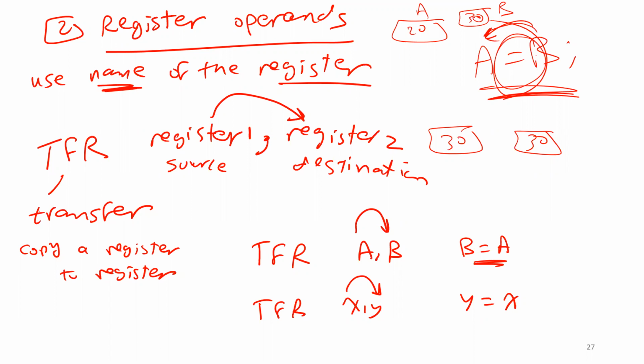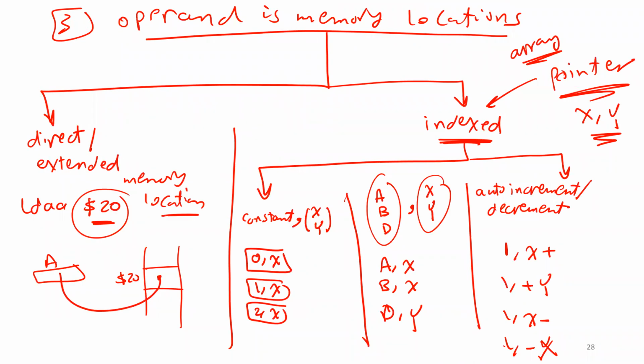The third case, which I'm going to elaborate on, is memory. If your operand is memory, how am I going to express it in assembly instructions? That's what I'm going to explain right now. If your operand is a memory location, there are two main approaches. The first approach we call direct or extended. The second one we call indexed, or pointer. Is that okay? So there are two ways if you mean it is memory.